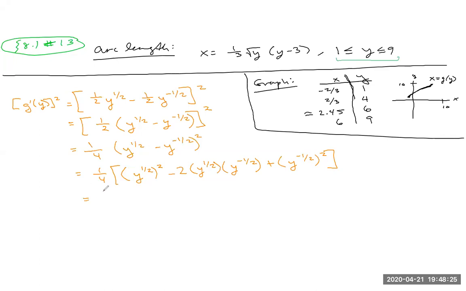All right, so what this comes out to is 1/4 times the quantity y minus 2 plus y to the negative 1. You could leave this as a fraction if you like. I don't like to do my integrals and derivatives with fractions, okay? All right, so we have our g prime y squared. So now what we're going to do, we're going to add 1 to that.